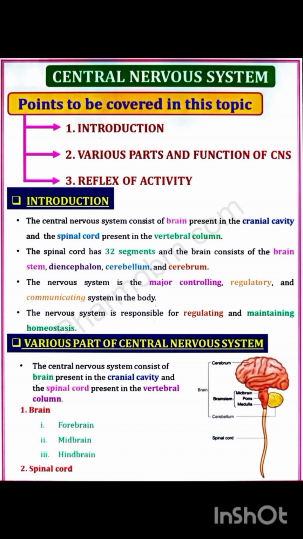Various parts of the central nervous system. The central nervous system consists of the brain present in the cranial cavity and the spinal cord present in the vertebral column. The brain consists of three parts: forebrain, midbrain and hindbrain. And the spinal cord is the second part.